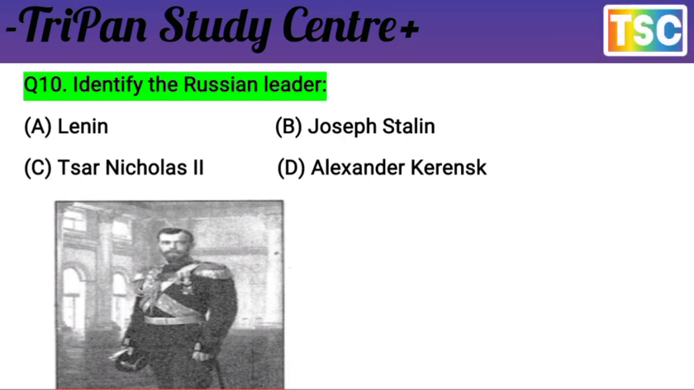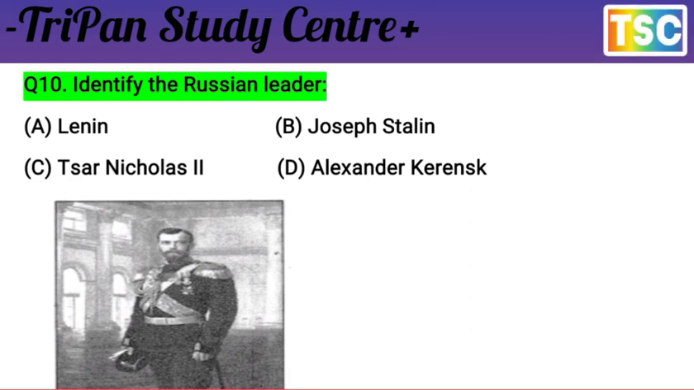The options are: option A, Lenin; option B, Joseph Stalin; option C, Tsar Nicholas II; and option D, Alexander Kerensky. You know the question is very interesting, but the answer is clear. Option C is correct: Tsar Nicholas II.